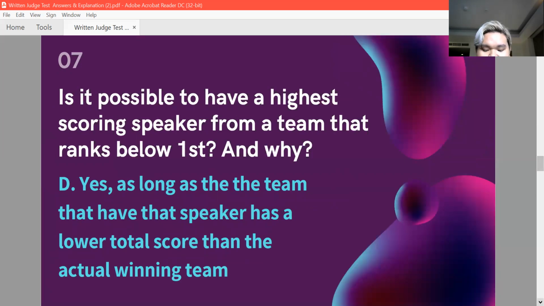Question number 7, is it possible to have the highest scoring speaker from a team that ranks below first, and why? A, no, because the winning team should have the highest scoring speaker and it will be unfair otherwise. B, yes, because we can have two teams with the same total scores. C, no, because it will only have detrimental effects on the overall tab. And D, yes, as long as the team that has the highest speaker score has a lower total score than the actual winning team, it's definitely okay.